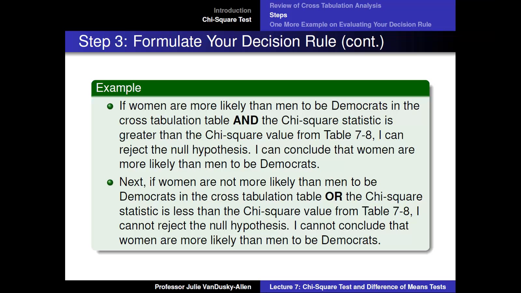Next, if women are not more likely than men to be Democrats in the cross-tabulation table, or the chi-square statistic is less than the chi-square value from table 7-8, I cannot reject the null hypothesis. I cannot conclude that women are more likely than men to be Democrats. Next, we have to find our chi-square value from table 7-8.